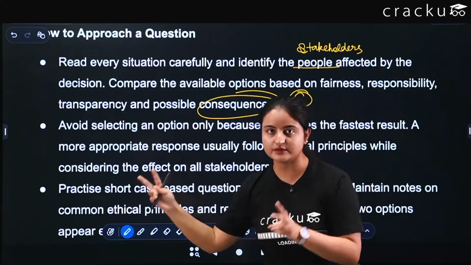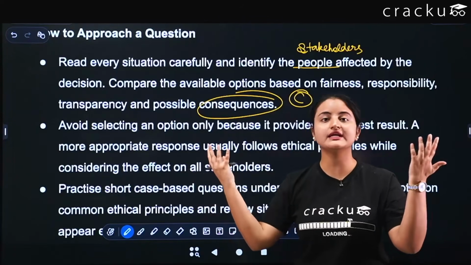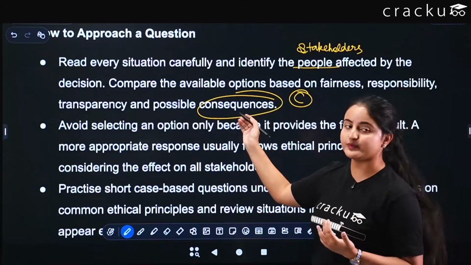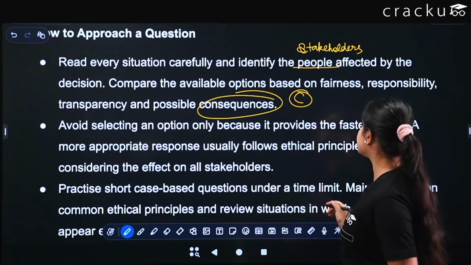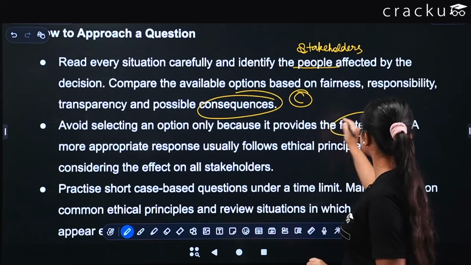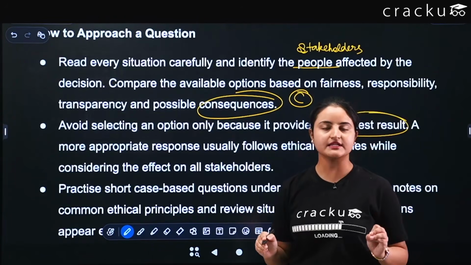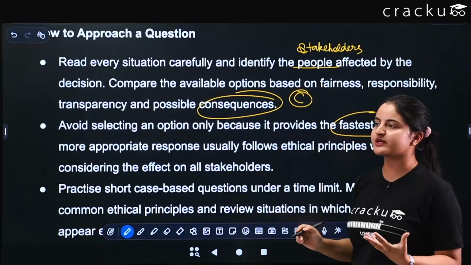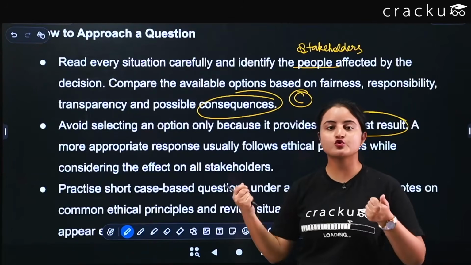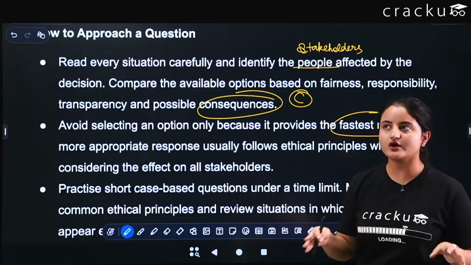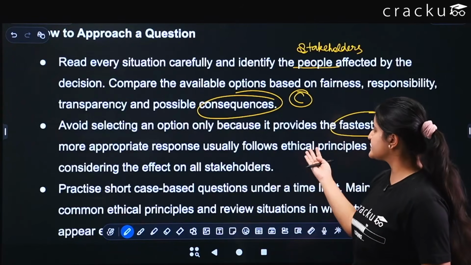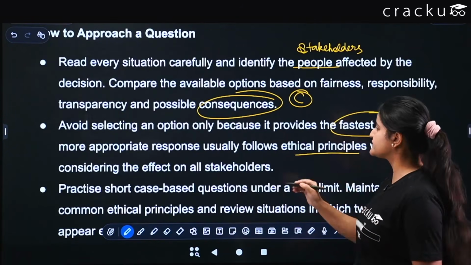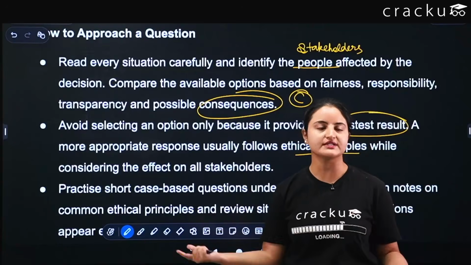What might be the consequences, because you can only guess, but they have to be considered. Okay. Avoid selecting an option only because it provides the fastest result. So this is again a disclaimer. Do not choose an option because it's quick and easy. Choose an option because it's right on many fronts. Okay. A more appropriate response usually follows ethical principles while considering the effect on all states.